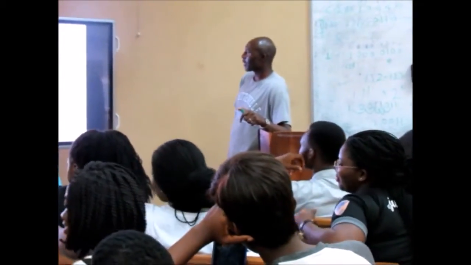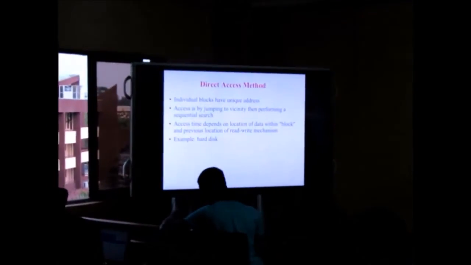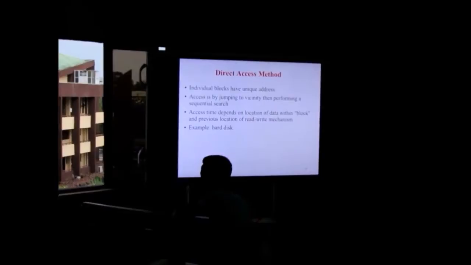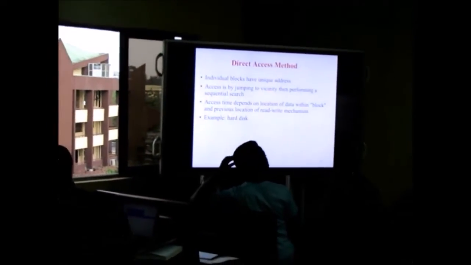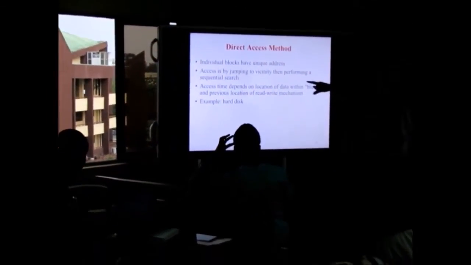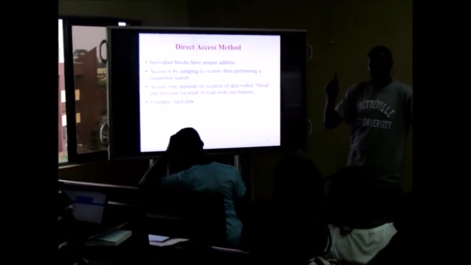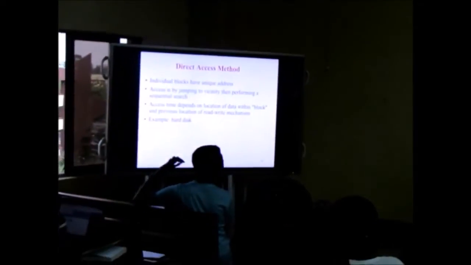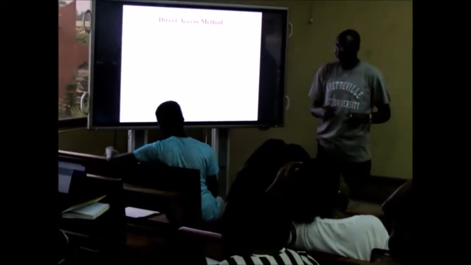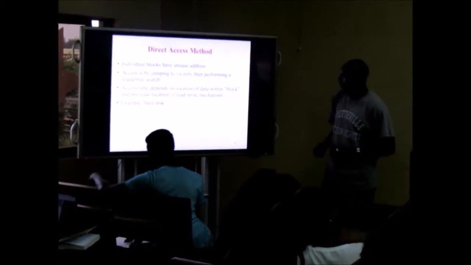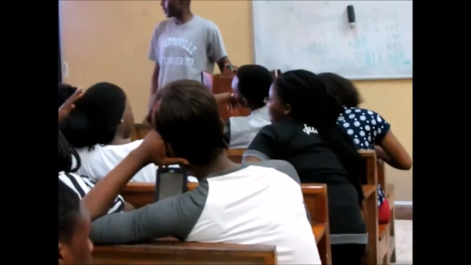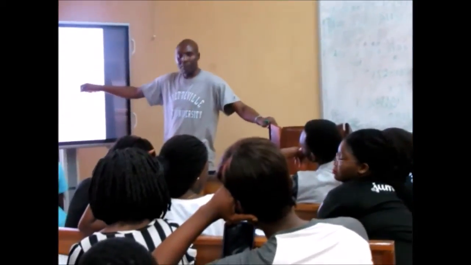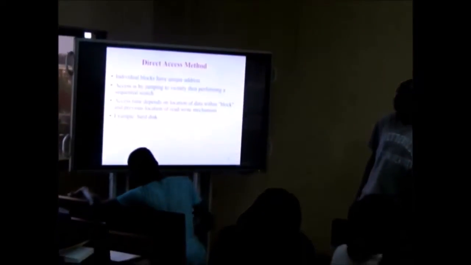Now, the second one is the direct access method. This is what you find in your hard disk. Individual blocks have their own unique address, and access is by jumping to the vicinity and then performing a sequential search. It doesn't go directly there; it gets to somewhere close and then does a search. Access time also depends on the location of data and the previous location of the read-write mechanism. This is the mechanical component of your drive that reads or writes on your drive. An example of this is your hard disk.